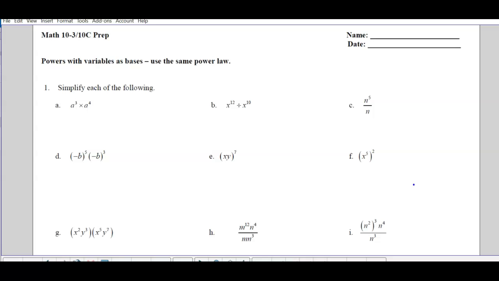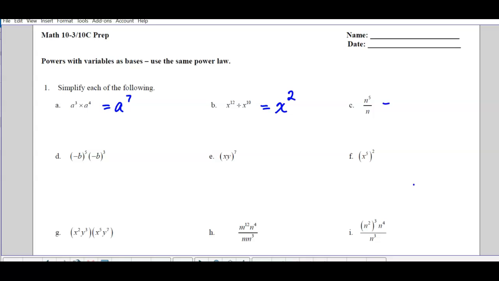If you take a look at this, you're multiplying powers with the same base. So that means you add the exponents. 3 plus 4 is 7. The base remains the same. Next one, you're dividing. So the base remains the same. You subtract the exponents. It's 2.